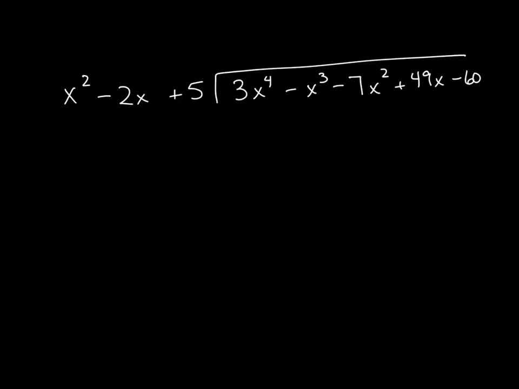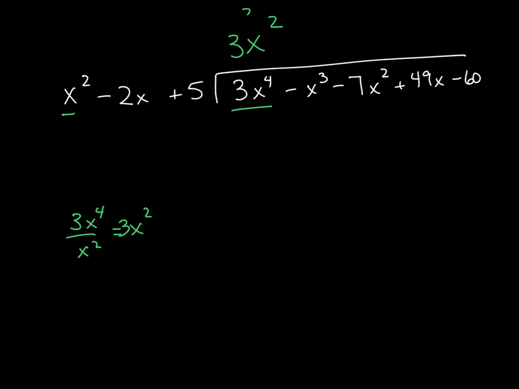So to go ahead and start long division, what we are asking ourselves is: x squared times what will equal that 3x to the fourth? Or mathematically, it's 3x to the fourth divided by x squared, which is equal to 3x squared. So that's what goes up in the quotient.